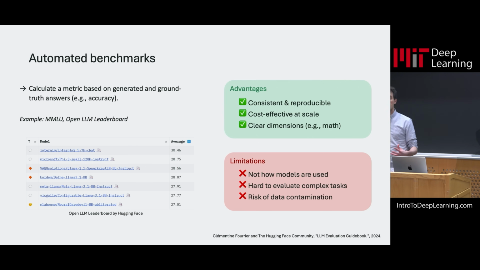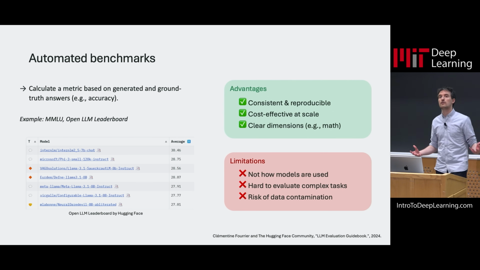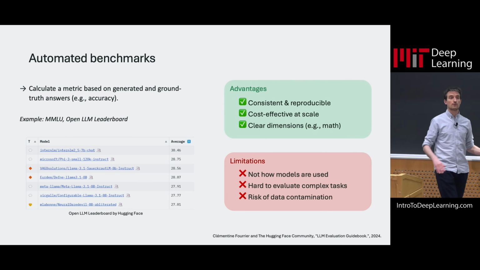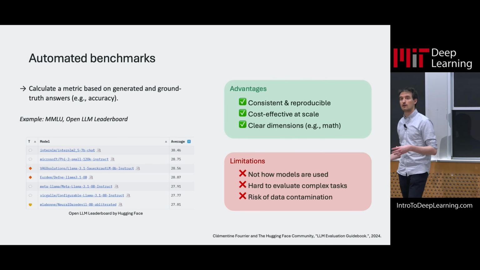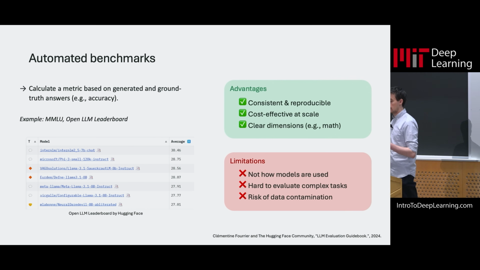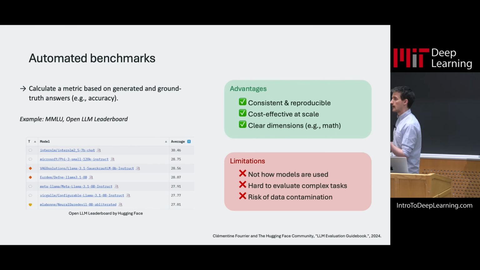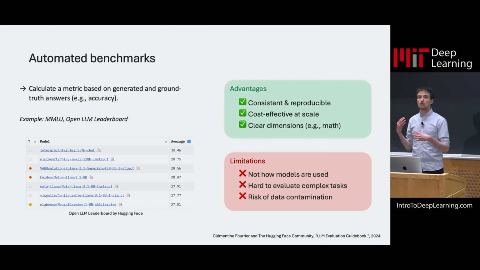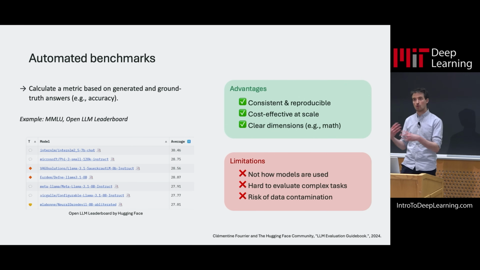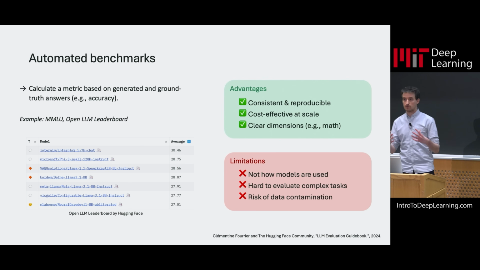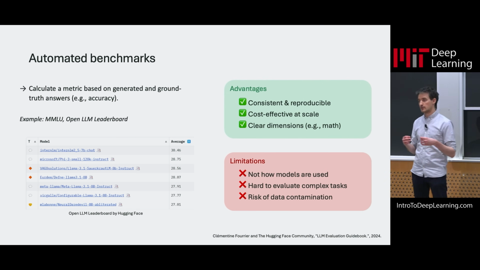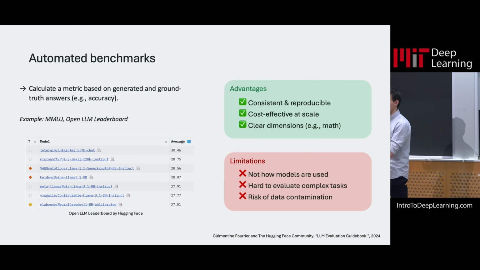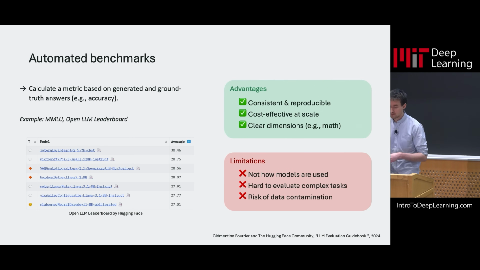But the main issue I have is that this is not how models are used at all. We chat with models, we do not check if they output the right letter when we ask them a question. And it might be difficult to evaluate questions that are more freeform, that are more complex than just 4 options. So because of that, automated benchmarks give you an idea of how the model performs in math, in code, but this is really not connected with how people use it in the real world.